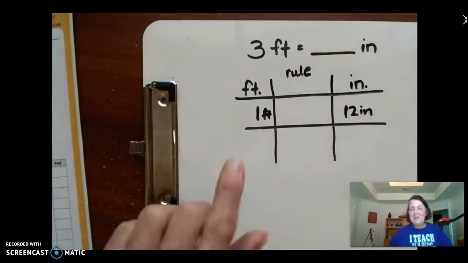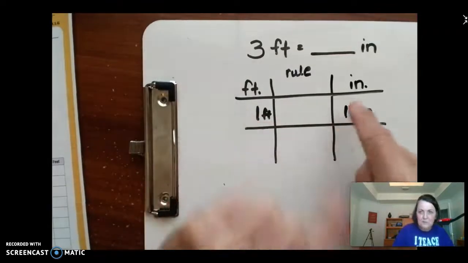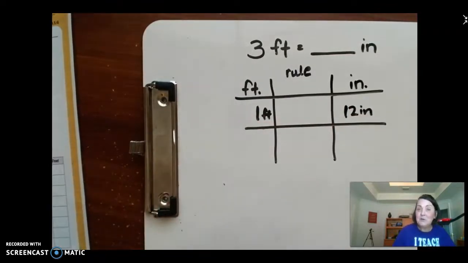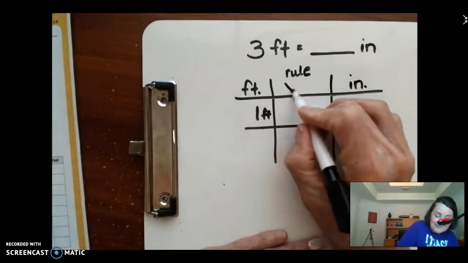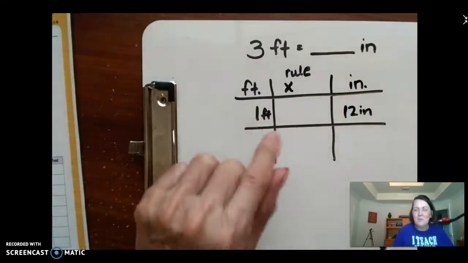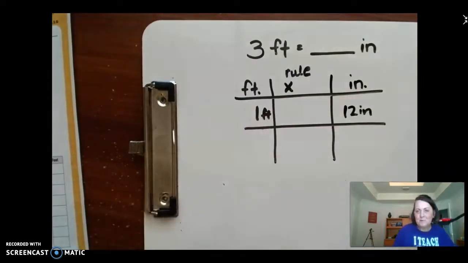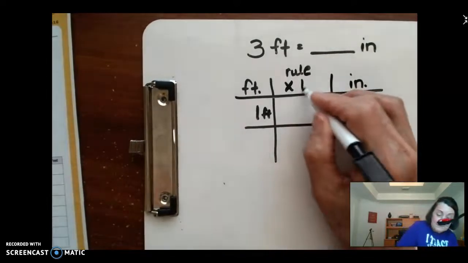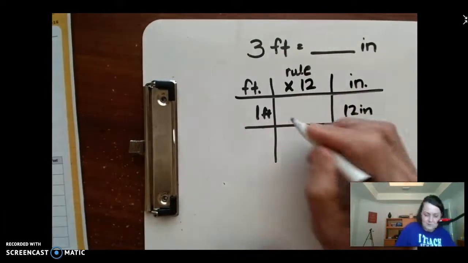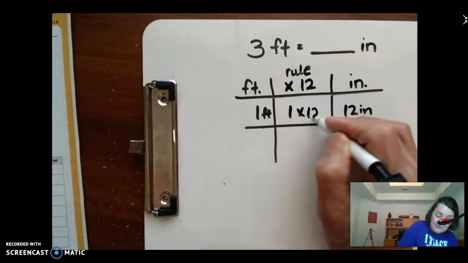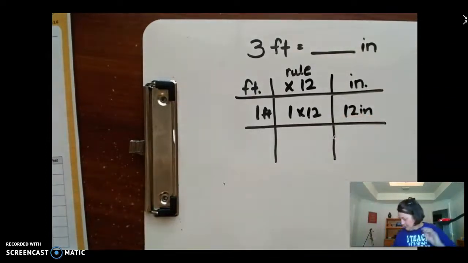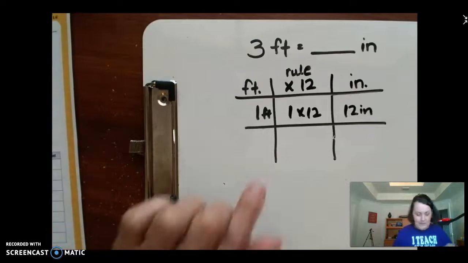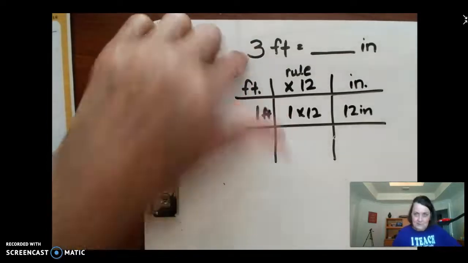Now you can see I'm going from a smaller number to a bigger number. So we know that we have to do what? We have to multiply. And what do we know about 1 times what equals 12? We know that 1 times 12 equals 12. So I'm going to write my expression here. And now we can answer this.